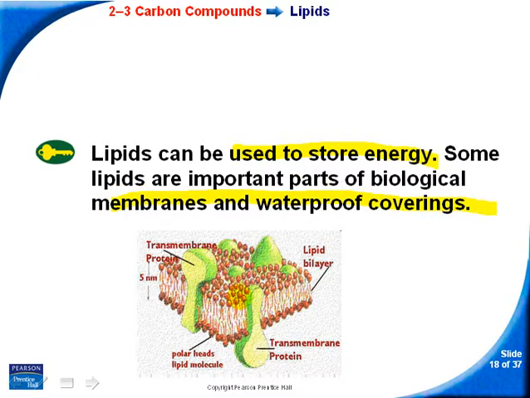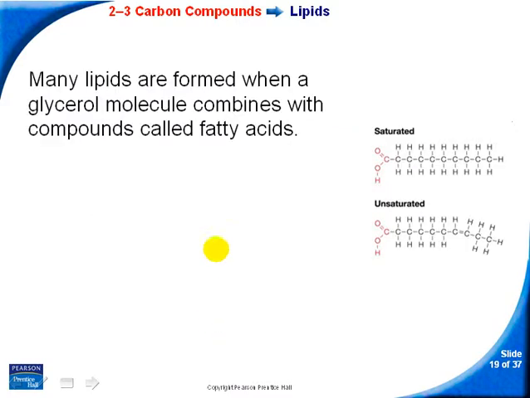This is a cell membrane, and you can see all these red molecules here are lipids that are providing the cellular wall, and they need to be able to repel water to keep molecules from going in and out of the cell wall.